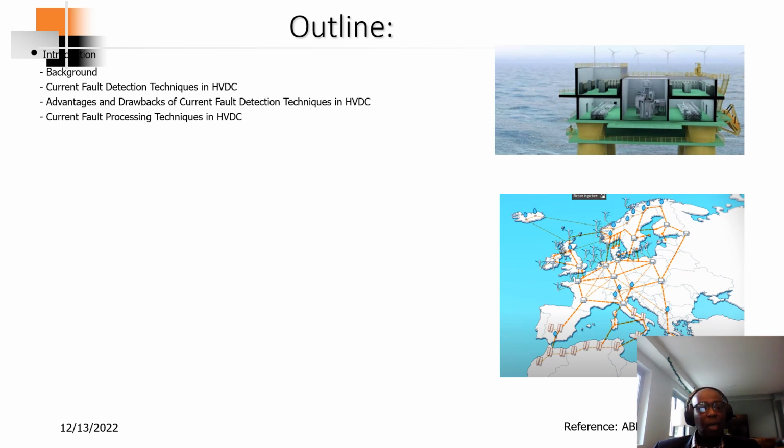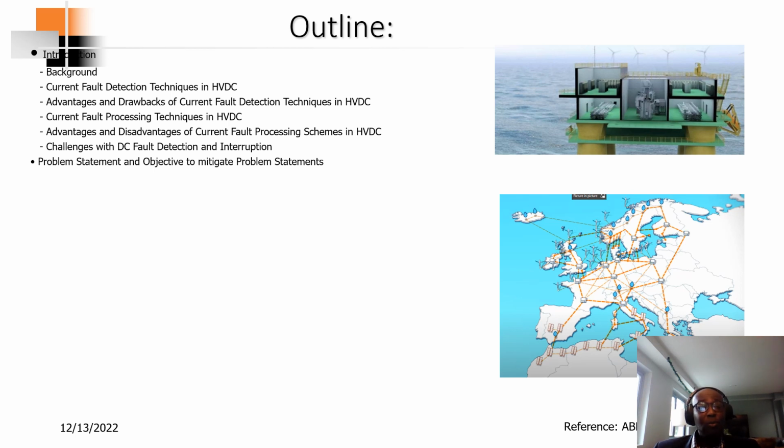Then I'll talk about the current fault processing techniques that we have in HVDC. Then pivot on the advantages and disadvantages of the current fault processing schemes that we have in HVDC. Then I'll talk about the challenges with DC fault detection and interruption as applicable to high voltage DC transmission system. All this will be part of the introduction that I'll speak about.